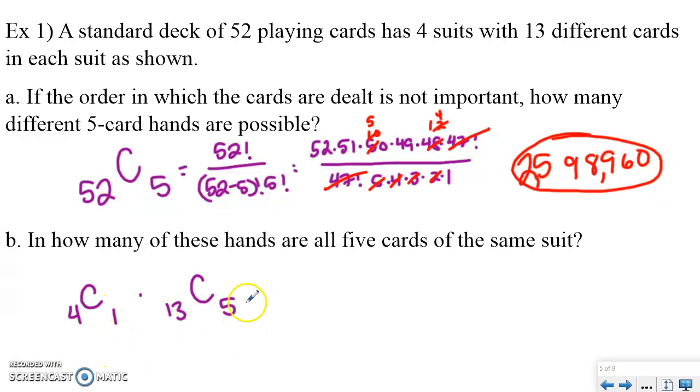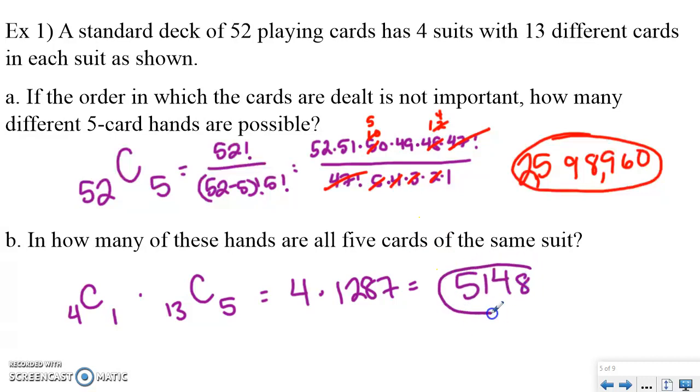So we actually have to do this twice. I'm going to go ahead and type in 4C1. So 4, hit my math key, probability, option 3, 1, gives me 4. Okay, so I have 4 options there. Can do that actually without a calculator. And then 13C5, option 3, 5, gives me 1287. So if I multiply those together, I get 5,148 possible hands that have 5 cards of all the same suit.